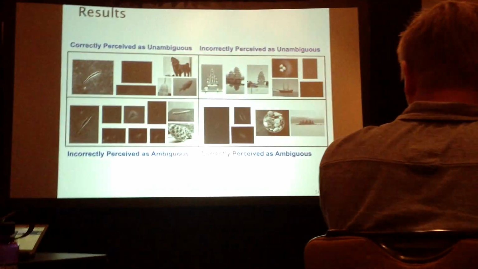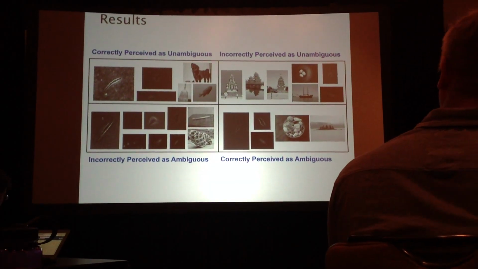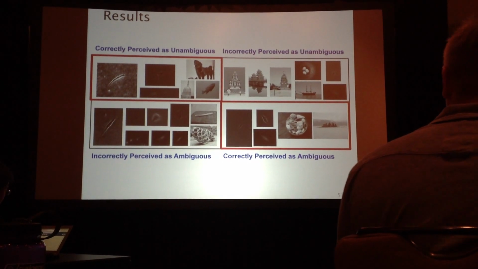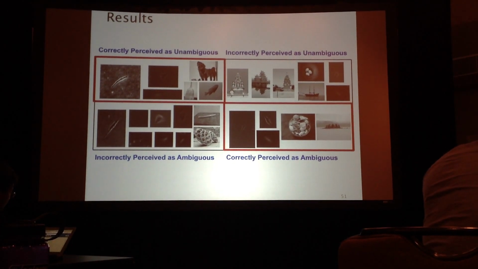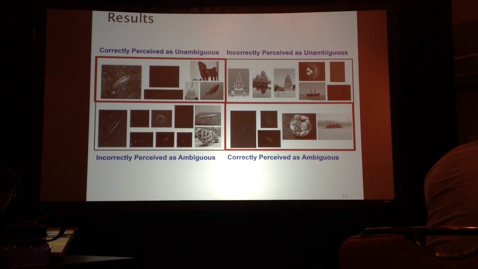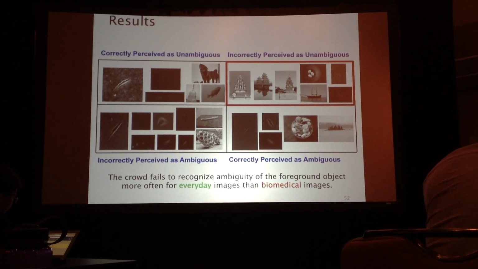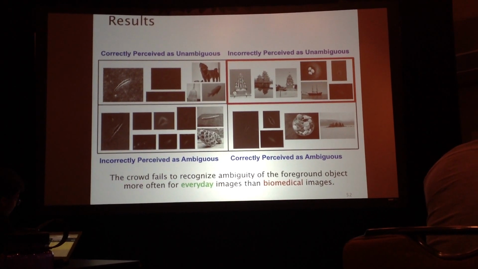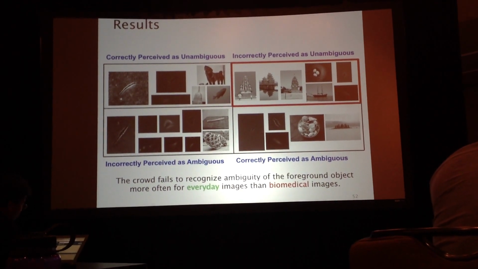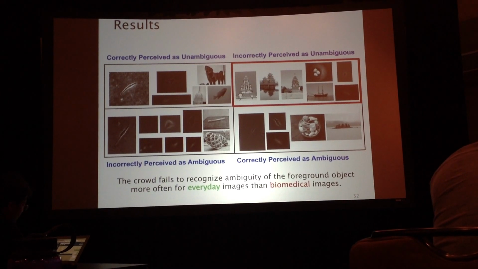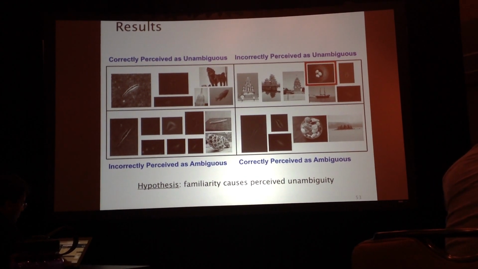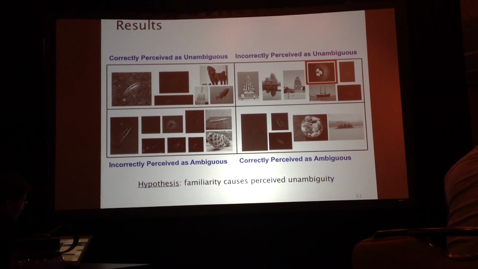So we show here some of our results pictorially. What you can see highlighted in red are when there's an agreement between the crowd perception and the ground truth. And what you can see now encircled in red is that the crowd fails to recognize the ambiguity of the foreground object more often for everyday images than biomedical images. With this finding, we believe that familiarity causes the perceived ambiguity.